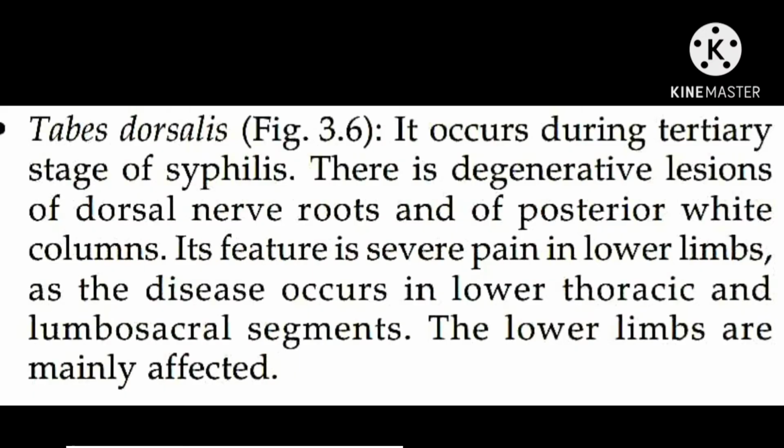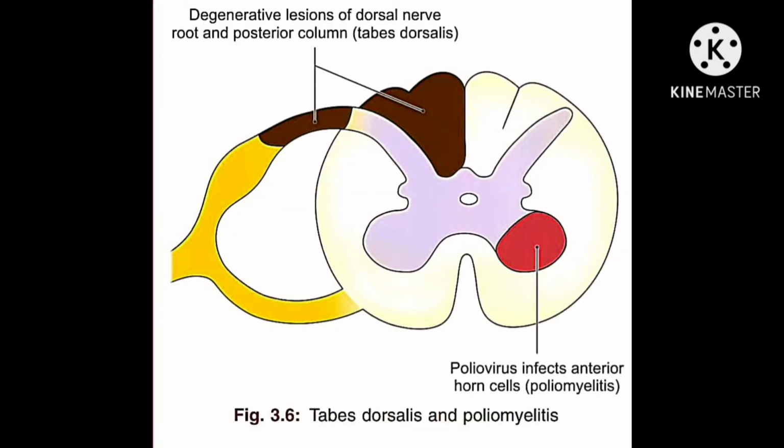Next, coming to tabes dorsalis, it occurs during the tertiary stage of syphilis. There are degenerative lesions of dorsal nerve roots and of posterior white columns. Next, coming to the features, there is severe pain in lower limbs as the disease occurs in lower thoracic and lumbosacral segments. From the picture, it is clear that tabes dorsalis is due to the degenerative lesions of dorsal nerve root and posterior column, and poliomyelitis is due to the infection of anterior horn cells by poliovirus. This is the case of poliomyelitis.